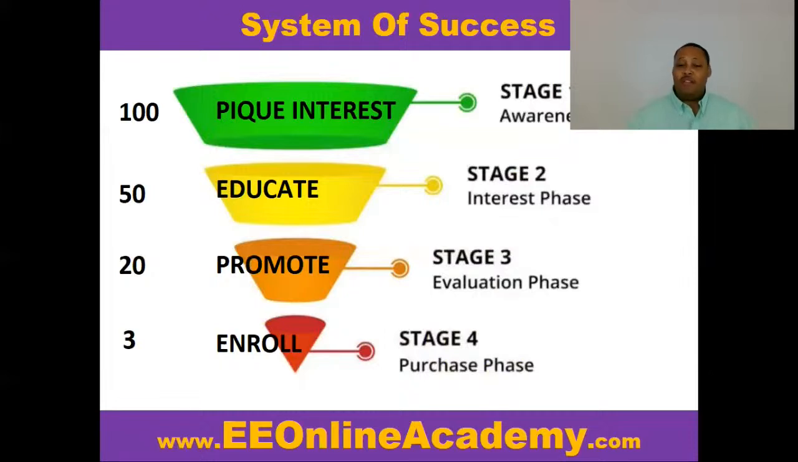Only about 20 of them make it to phase 3. That major event, that company webinar that you have weekly that you promote, or your hotel meeting that you're having on a weekly or monthly basis that you promote. Only about 20 of those people make it to stage 3 of your system. And then out of the 20 that show up on the company webinar or your hangout or your hotel meeting, only 3 of them actually enroll into your company and want to build a business with you. And this is with an effective system.